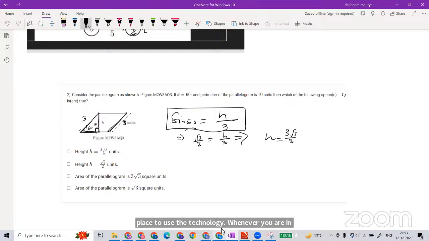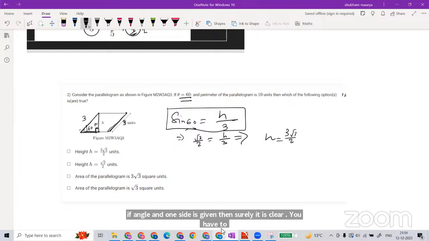Then easily, whenever some side and some angle is given, the best thing is: if some angle is given and then one side is given, then surely the trigonometric function will help. Otherwise, there is no way to get that. So if an angle and one side is given, then surely it is clear that you have to use the trigonometric function.